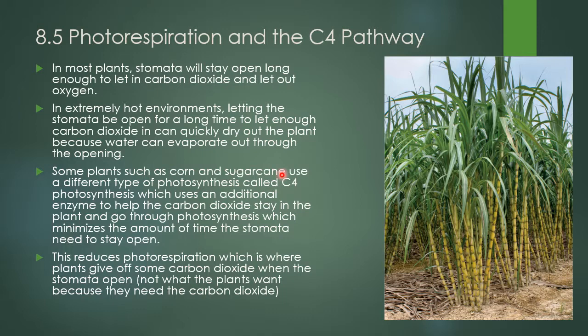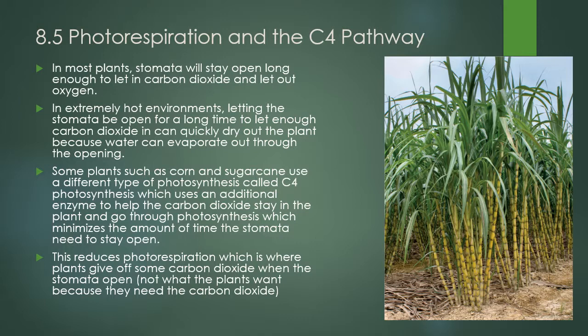Corn and sugarcane use this type of C4 photosynthesis, and this just uses an additional enzyme to help carbon dioxide stay in the plant. So when those pores on the leaf open up, normally carbon dioxide will flow in and out, and some carbon dioxide will be lost. What this extra enzyme does is help the carbon dioxide stay in the plant and not get lost out those pores. So it minimizes the amount of time the stomata need to stay open. And this reduces photorespiration, which is where the plants give off some carbon dioxide when the stomata open, which is not what we want because the plants need carbon dioxide.